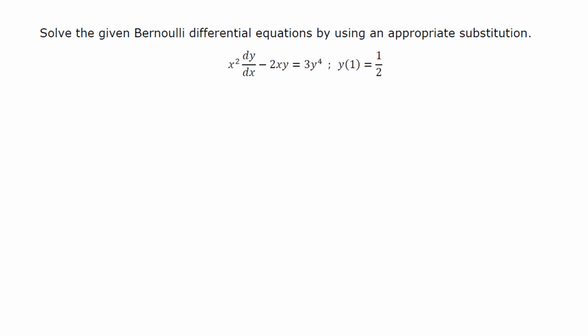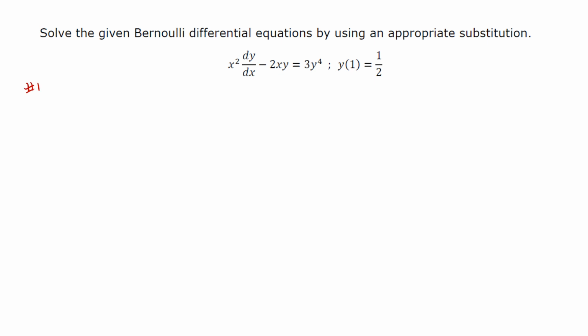All right, our next problem is also a Bernoulli equation. But in this equation, we now have an initial condition. We're going to take the same 4 steps that we took on the previous problem. It's just we have one more step because we have an initial condition y1 equals 1/2. So first let's identify our equation as a Bernoulli equation so that we can then identify our substitution.